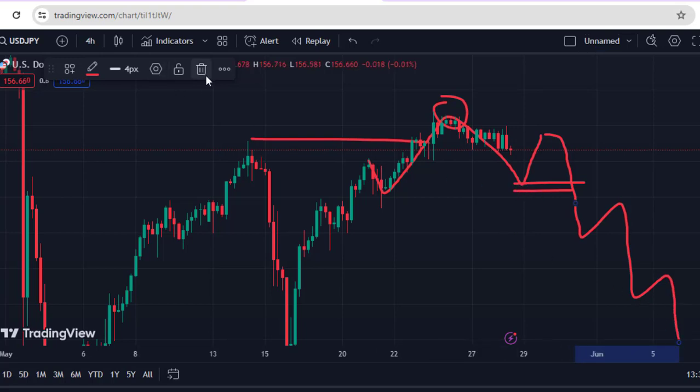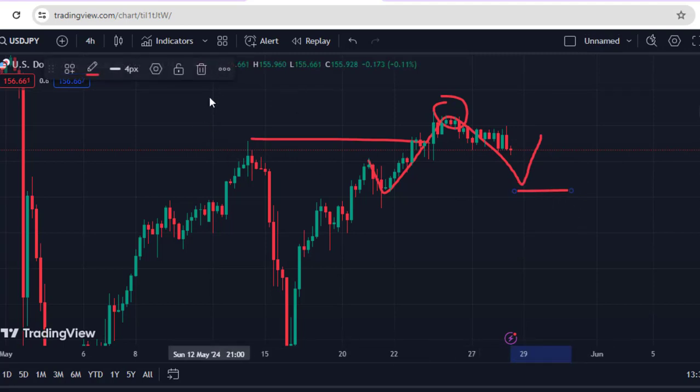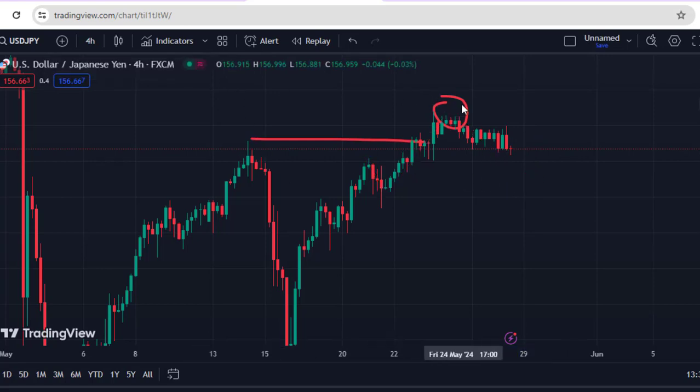This is very important. Let me repeat again so that you further understand what I'm talking about right here. On this very chart, what you should pay attention to right now is the retracement coming into the market. This retracement that is coming to the market now is very, very important.